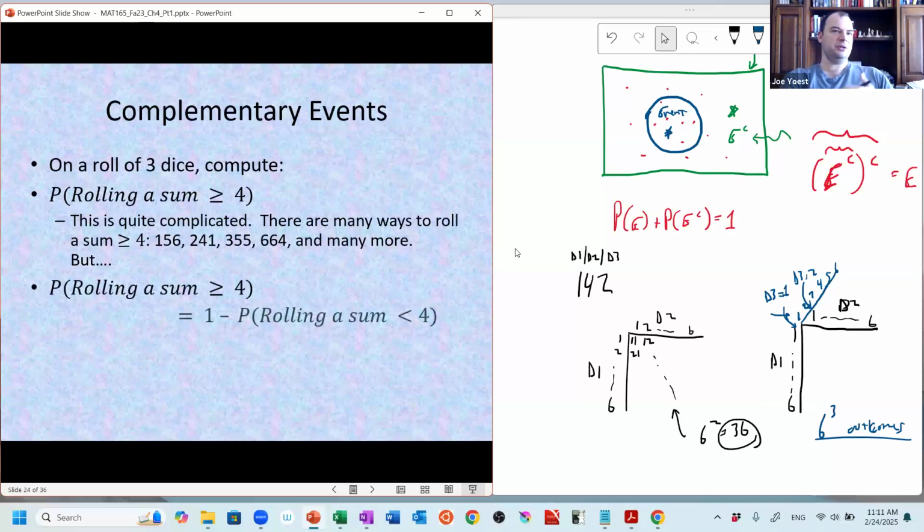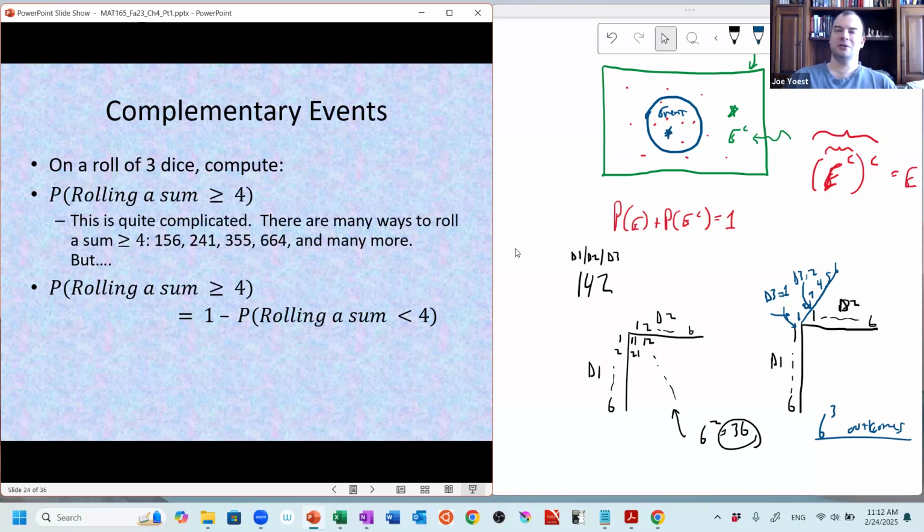But I might notice that if I use the complementary event, the probability of rolling a sum bigger than or equal to 4, well, the complement of that event is rolling a sum strictly less than 4. Right? We're including 4 in the original event, so its complement does not include 4. So the probability of rolling a sum bigger than or equal to 4 is going to be 1 minus the probability of rolling a sum strictly less than 4.